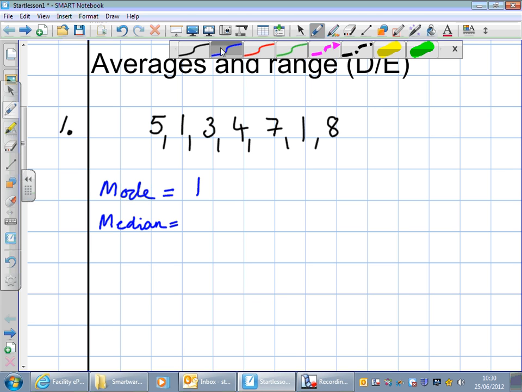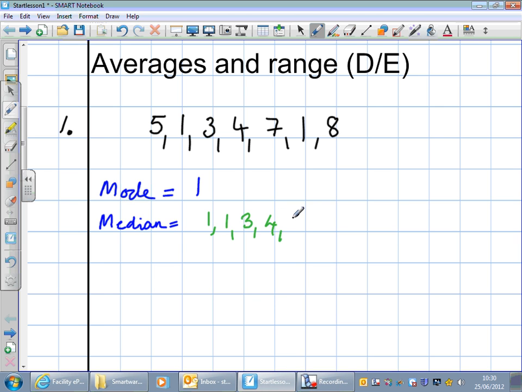To find the median, we have to put the data in order. So let's do that, guys. And the median is the middle one. So it's crossing out the smallest and the largest, smallest, largest, smallest, largest. The middle one is 4.